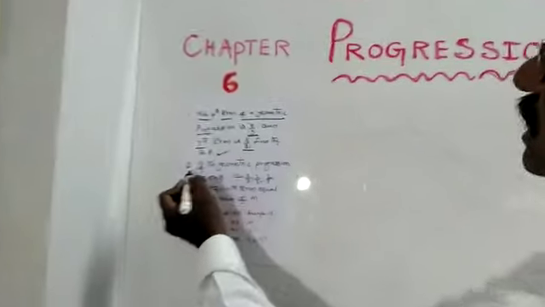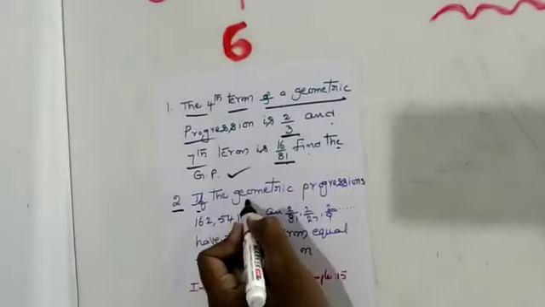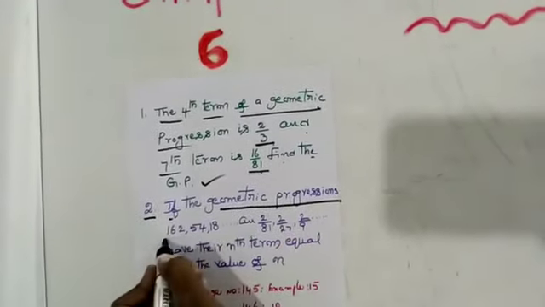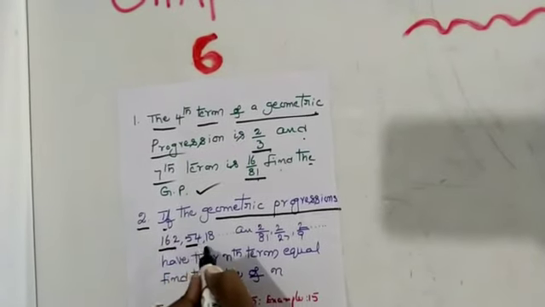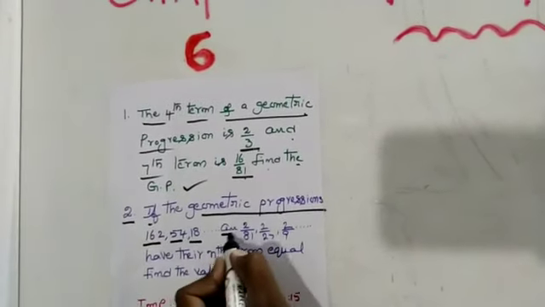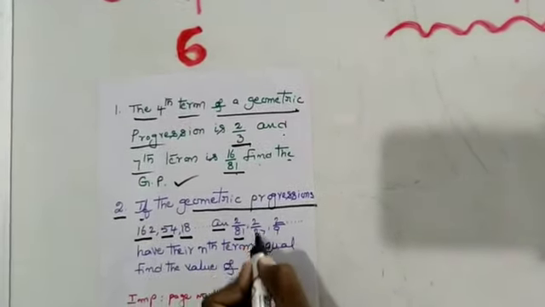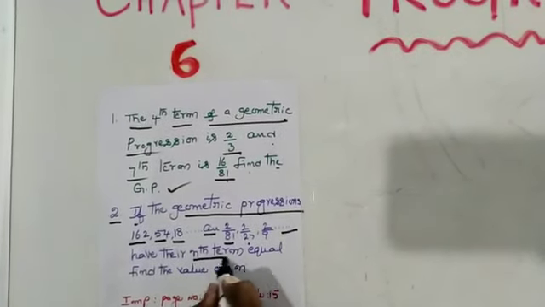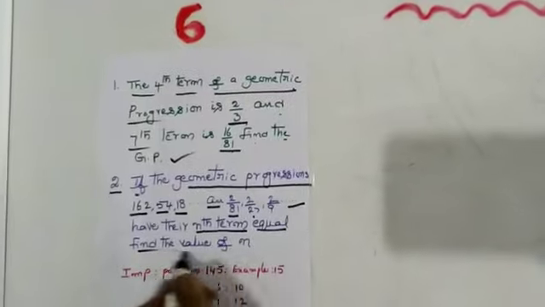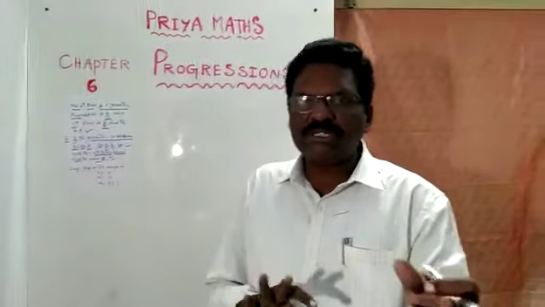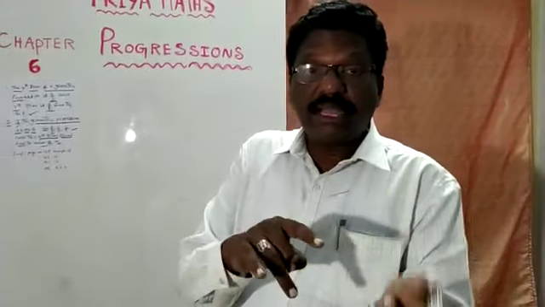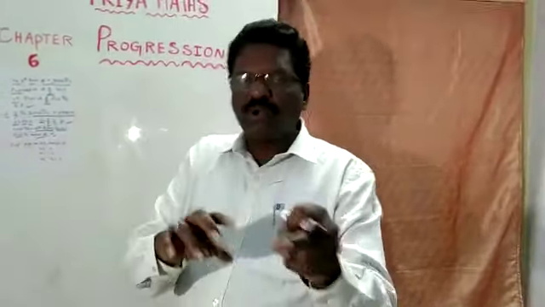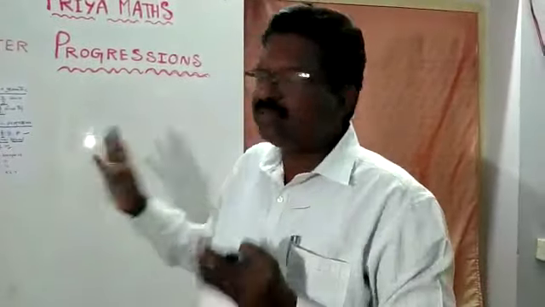Okay students, look here, second problem. If the geometric progressions 162 comma 54 comma 18 and 2 by 81 comma 2 by 27 comma 2 by 9 and so on have their nth terms equal, find the value of n. So they gave two geometric progressions. How many progressions did he give? 2 progressions. Their nth terms are equal, and we want to find the n value.